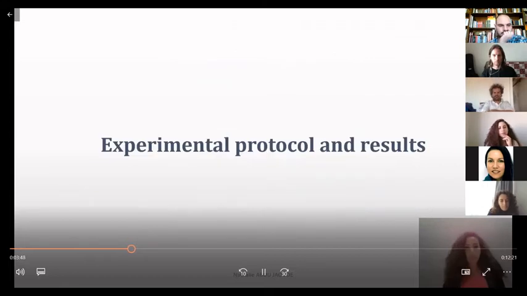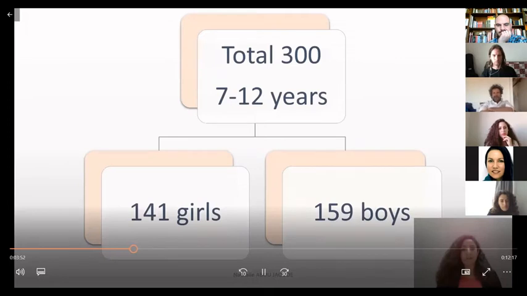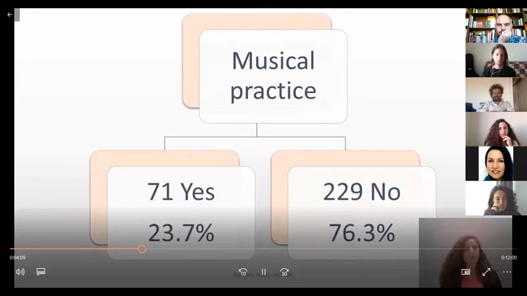The experimental protocol and results. The experimental study was carried out on a sample of 300 children and early adolescents selected in a school environment: 141 girls and 159 boys. They were randomly selected with 50 subjects for each age. In terms of musical education, they were not exposed to Levantine traditional music at schools.